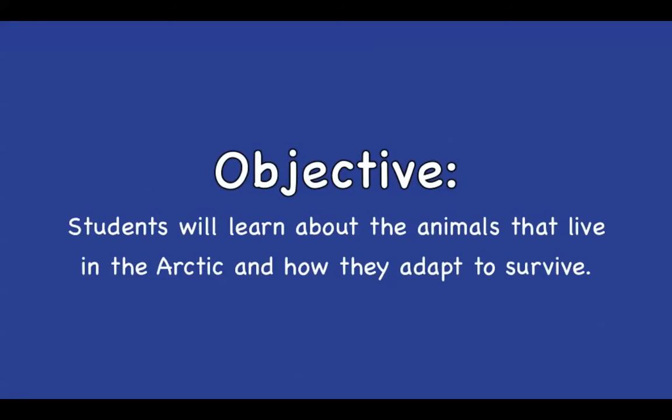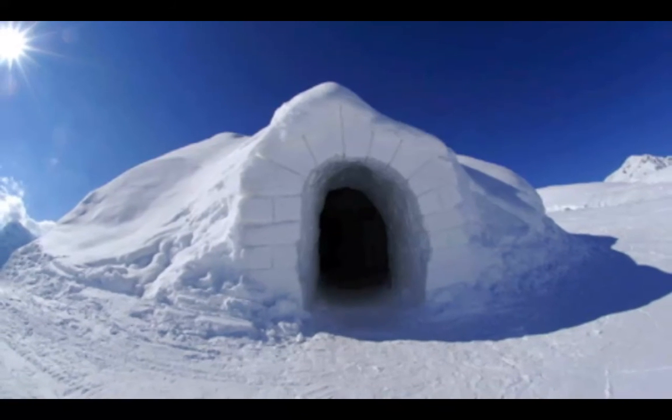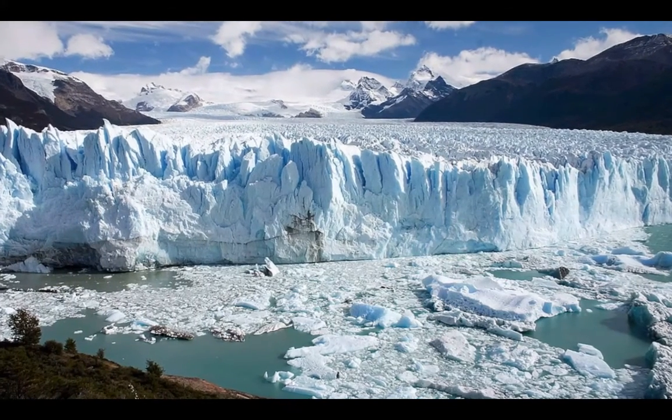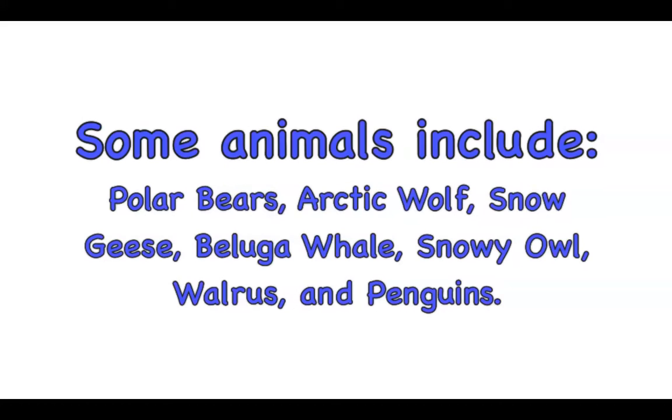Hope you enjoy. The objective is students will learn about the animals that live in the Arctic and how they adapt to survive. Polar animals. What is weather like in polar regions? Polar regions are very cold. They are covered by ice and snow, known as glaciers, all year round. Can you see the glaciers? There are many animals that live in polar regions. Some animals include polar bears, Arctic wolf, snow geese, beluga whale, snow owl, walrus, and penguins, to name a few.